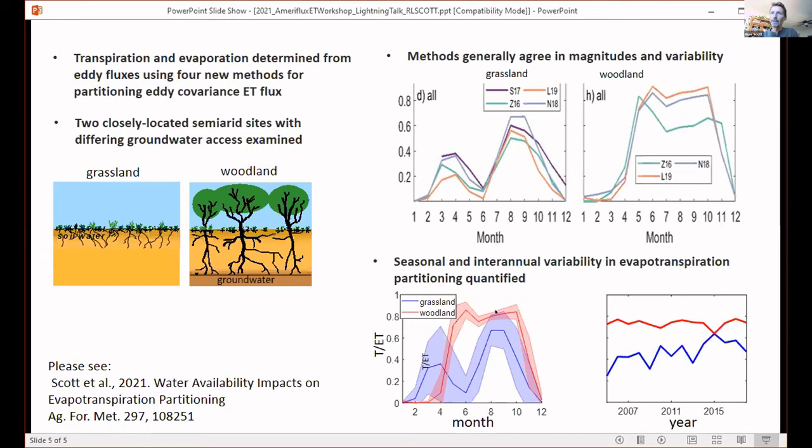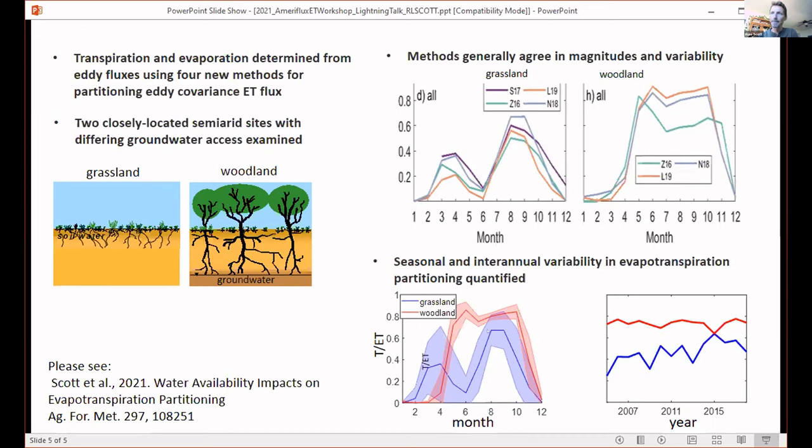And then what we also found is that water availability really controls this T to ET. There's less variability at the woodland site. There's kind of this unimodal behavior that peaks in the dry period before the rains start. Whereas at the grassland that's dependent on rainfall, there's this bimodal relationship for T to ET, where T to ET peaks in a spring growing season and a summer growing season.